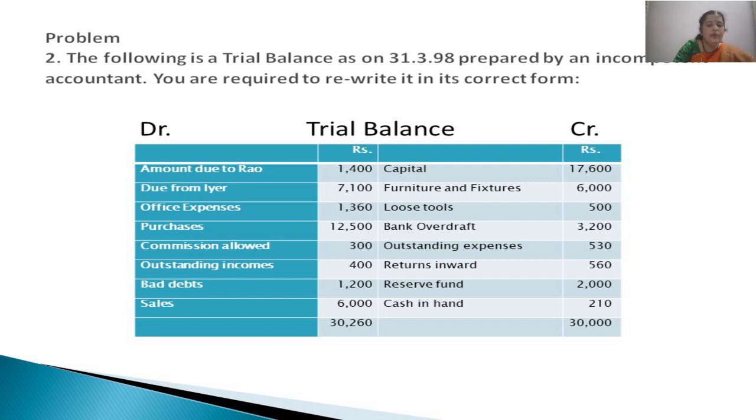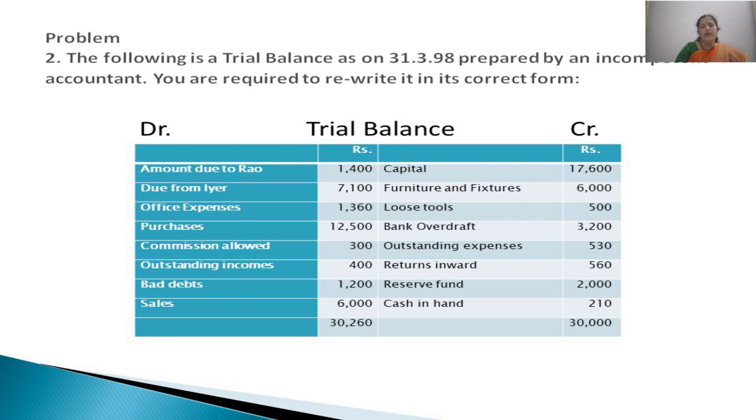See, amount due to Rao, the first account which is showing a debit balance. Don't think that it is in account format. Definitely it is not in an accounting format, it is a statement. Debit here means the account showing debit balances. Credit here means on the right side, the account showing credit balance. That's it. See, amount due to Rao.